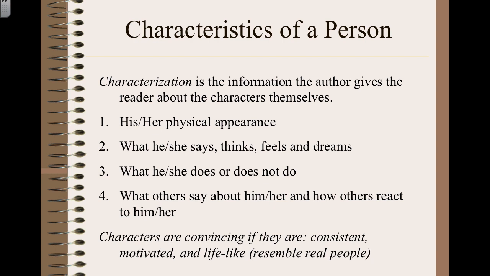Next, we're going to talk about characteristics of a person. Characterization is the information the author gives the reader about the characters themselves. So we think about things like their physical appearance, what they actually look like, the things that they say, the things that they think, their feelings, and their dreams. What he or she does or does not do tells us a little bit about the person, and what others say about him or her, and how others react to him or her.